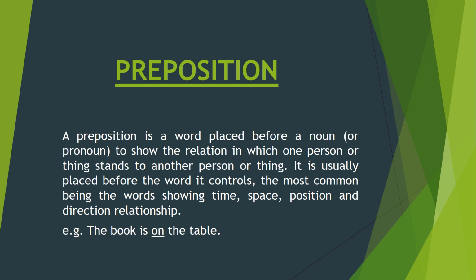The book is on the table. In this sentence, we have two nouns, two subjects, the book and the table. The word on is the preposition used in this sentence, which is showing the relation between these two subjects. Where is the book? The book is on the table.